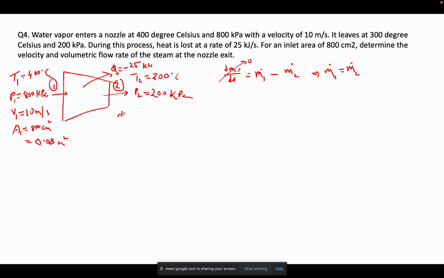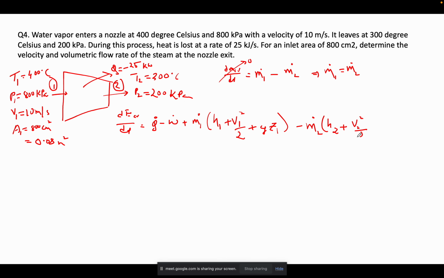Next, the energy balance: dECV by dt will be basically equal to q dot minus w dot plus m1 dot times (h1 plus v1 squared by 2 plus z1) minus m2 dot times (h2 plus v2 squared by 2 plus z2). Again considering this a steady flow, this will be 0, and since no work is given to us, this term will be 0.